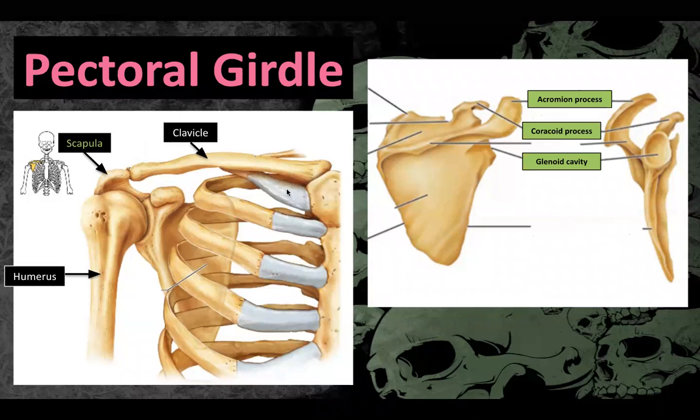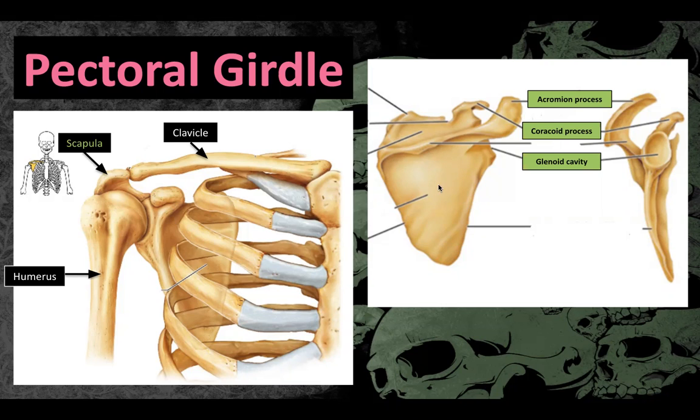So we're going to start with the pectoral girdle, and it's relatively simple. We have the thoracic cage, and then on either side, on the left and right, we're going to have a clavicle and a scapula. The clavicle is what comes across the top of your chest. That is your collarbone. As you can see, it articulates with the sternum, and then laterally with the scapula. And the scapula is your shoulder blade.